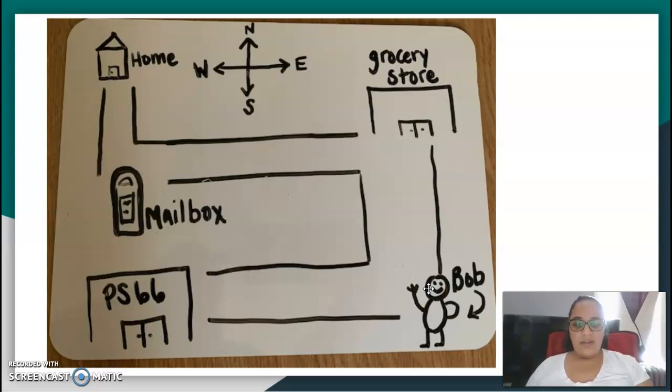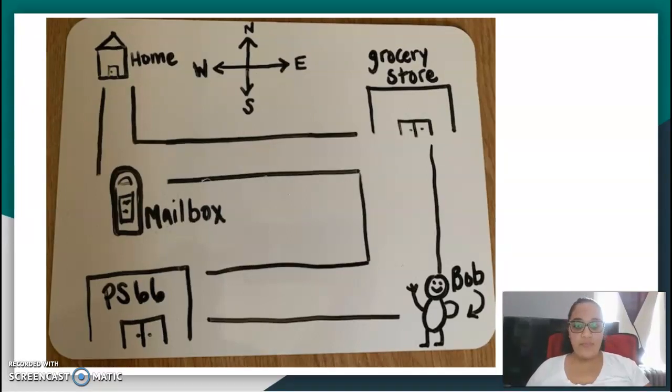What about if I wanted to go from the grocery store to my home? What do you think I would do? Which direction would I go now? It wouldn't be the same direction from home to the mailbox to the grocery store. So how would I get there? Yep, you're right. I would go west to the mailbox and then north to my home. Simple. Good job. You guys are so smart. I knew you guys would get it.